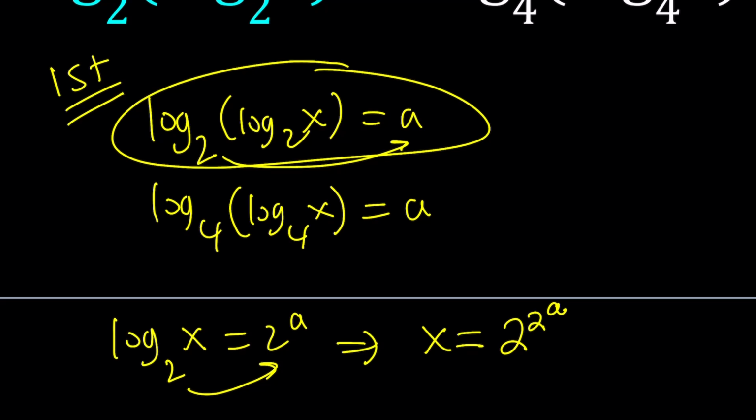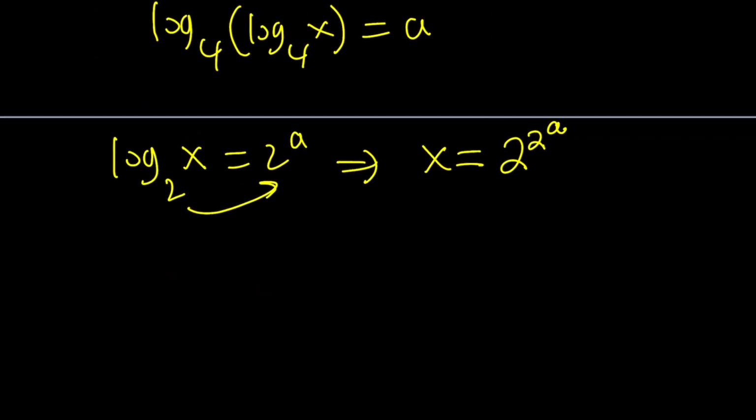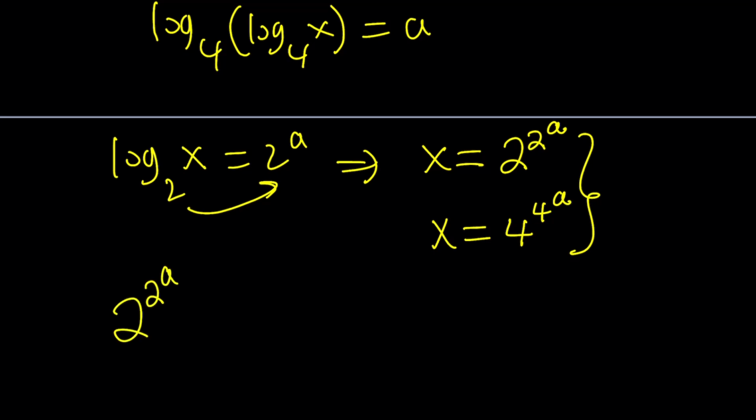Make sense? Now, we got this for base 2, and with base 4, it's going to be the same thing, but it's just going to be 4. So x is also going to be 4 to the power 4 to the power a. So this could also be like an exponential equation, which is given in this form, but it was given in logarithmic form. Okay? Since these two things are equal to the same thing, then they are equal, right? So let's set them equal to each other. 2 to the power 2 to the power a equals 4 to the power 4 to the power a.